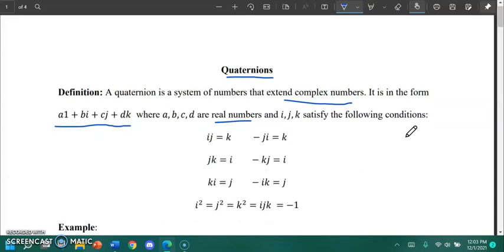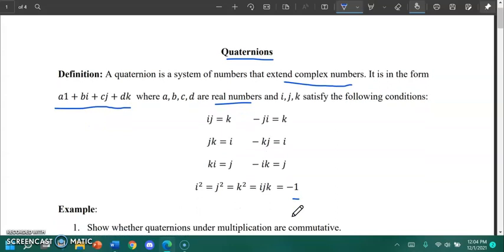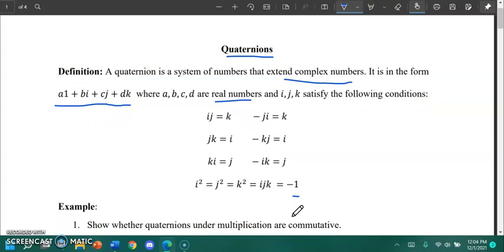These are also known as Hamilton's rules, and I have included it in this lesson so that we can refer back to it when we do the example. ij and negative ji equals k, jk and negative kj equals i, ki and negative ik equals j. Additionally, i to the second, j to the second, k to the second, and ijk are all equal to negative 1.